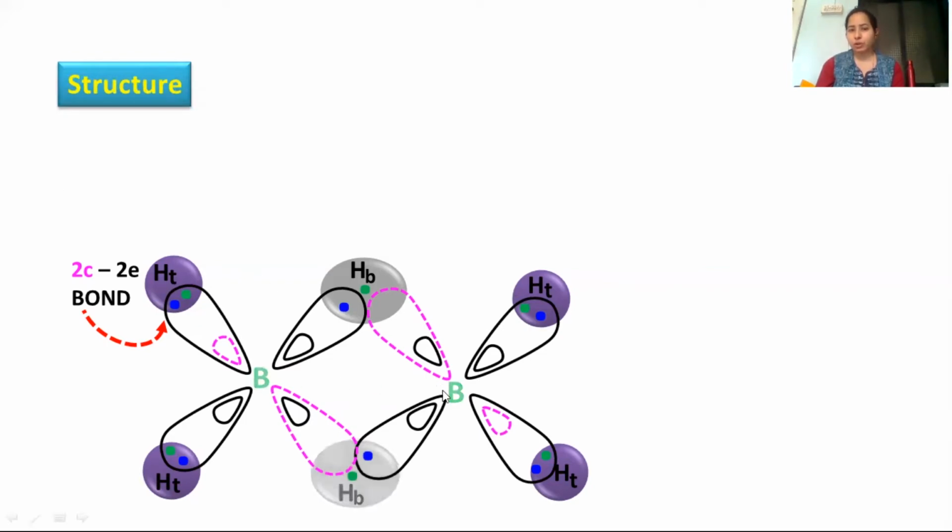Because we have 2 boron atoms, means 2 nuclei from boron and 1 from hydrogen, we can say we have 3 centers, but the electrons over here are only 2. So this type of bond is called a 3 center 2 electron bond. You can put the heading as diborane, B2H6.